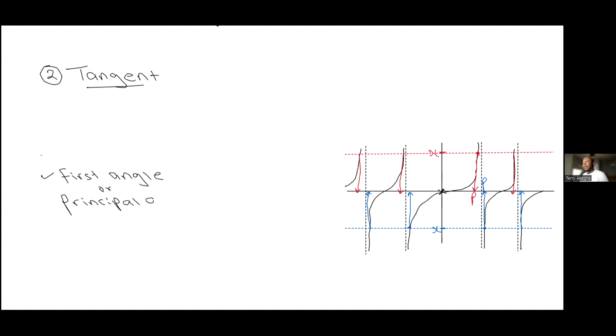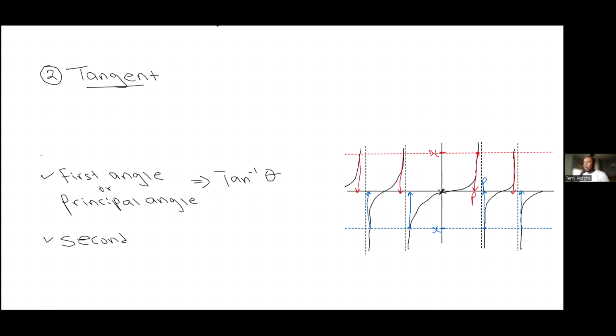Okay, and how do you find this? You use the tan inverse of theta. So like I said, you can say the tan inverse of x, but I'm going to prefer to use theta here just to be consistent throughout. Now, when you've gotten that, to get a second angle that will give you the same value as this first angle.